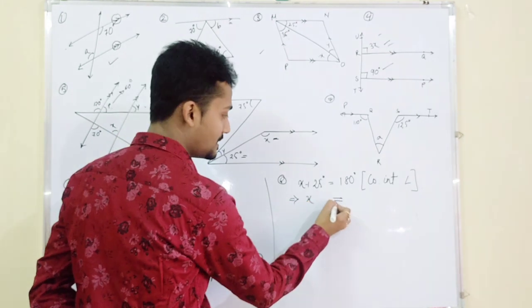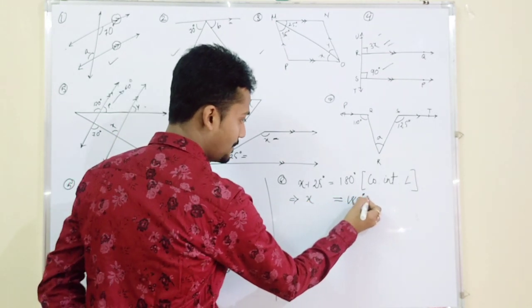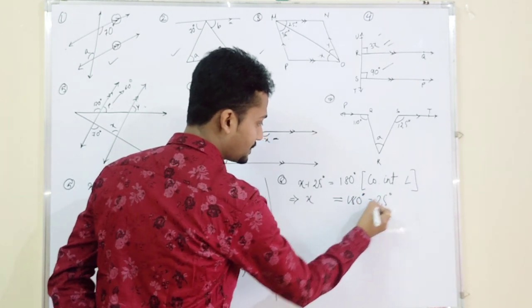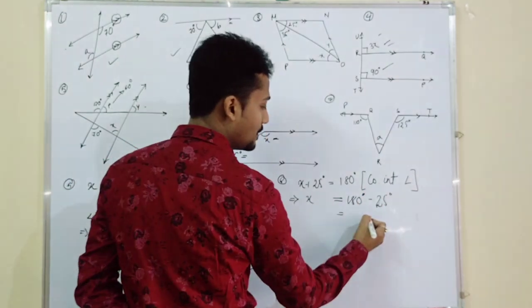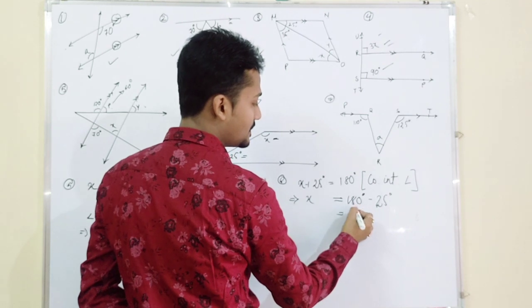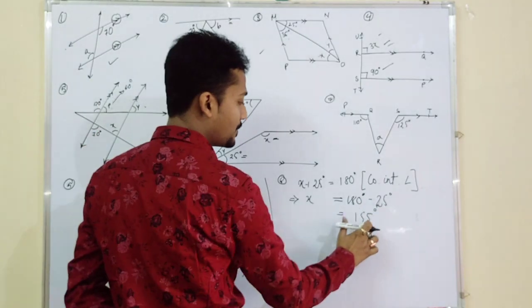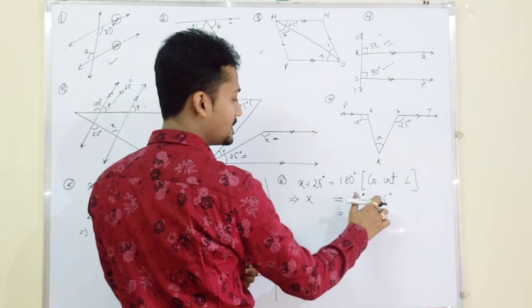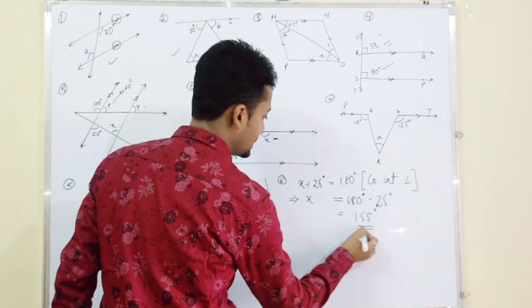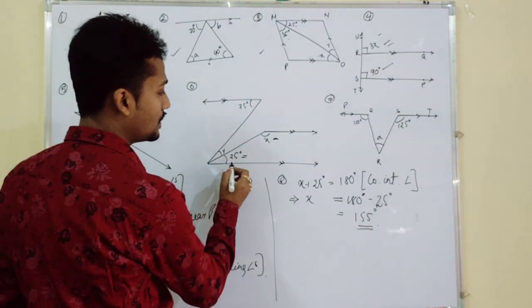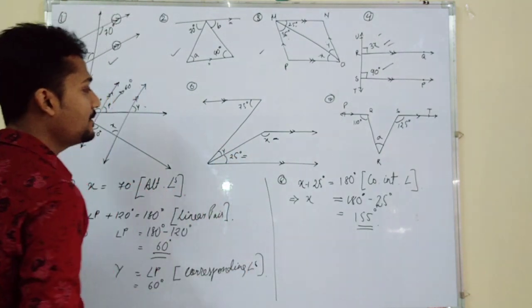That means x is equal to 180 degree minus 25, which will be equal to how much? 5, 1. Let us check once again. 5 plus 5, 10. Carry 1, 5, 6, 7, 8, 180 degree. So it is correct. x is equal to 55 degree. So yes, x is equal to 55 degree.